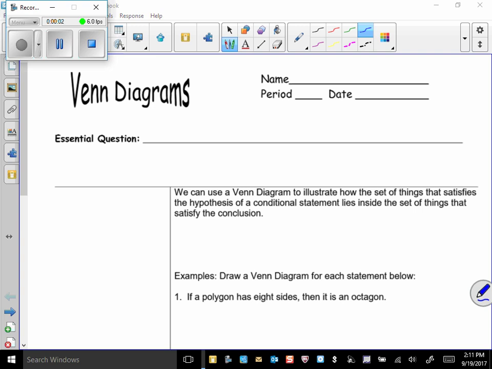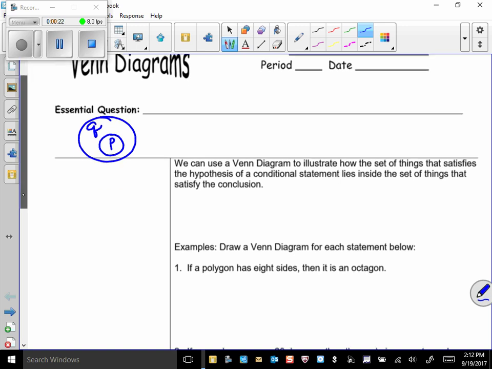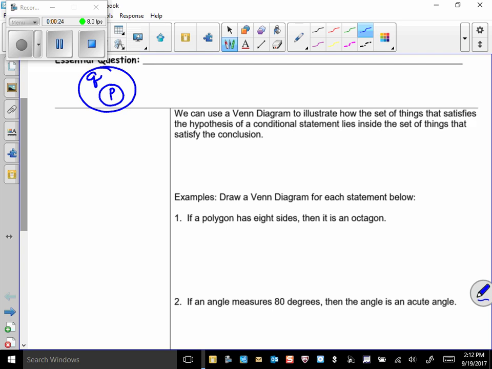Today's lesson is on Venn diagrams, and if you remember, we looked at some Venn diagrams when we first started talking about conditional statements. Remember, we saw that our hypothesis would always be inside and our conclusion would be in the larger circle. So we're going to carry that a little bit farther today. So let's see what our first statement says.